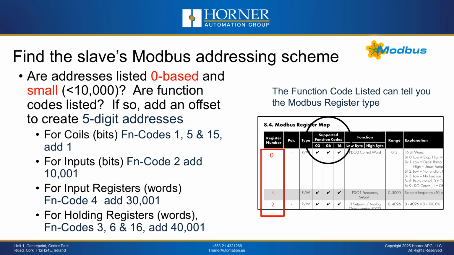Similarly, if you are looking at a small but zero base register number listed in the documentation, we are going to have to add a slightly larger number to the register in order to build our 5-digit address. So again, if you are looking at function codes associated with a holding register, and we are looking at zero base registers listed in the chart, we are going to have to add 40,001 to the value to come up to our 5-digit address.